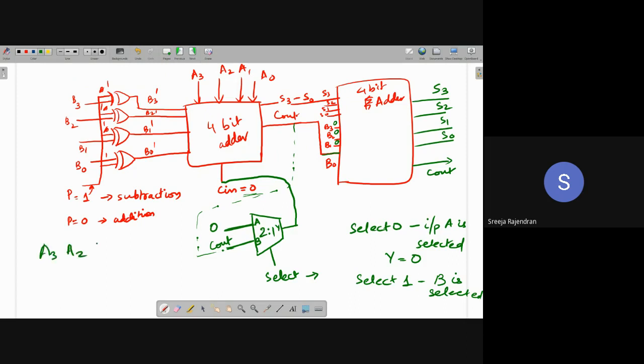A3, A2, A1, A0, B3, B2, B1, B0: I'm adding these, and there is a C in coming for this one, so it is added here. This is exactly what I want. If the C out goes back to C in, it will be added to my LSB only. This is my LSB, right? Any doubt, you think over it, and if you have any doubts, you ask me later.